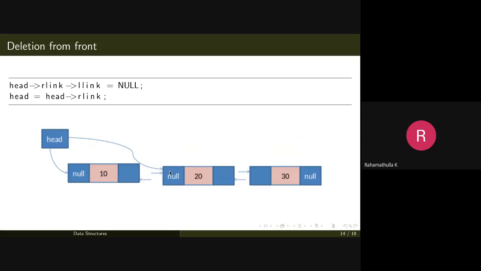And one more thing you need to do is this pointer, it should go to the left pointer of the node 20. Previously, it was pointing back to the node 10. Now it should point to the head. So head pointer rlink pointer llink should be null, or it should point to head.